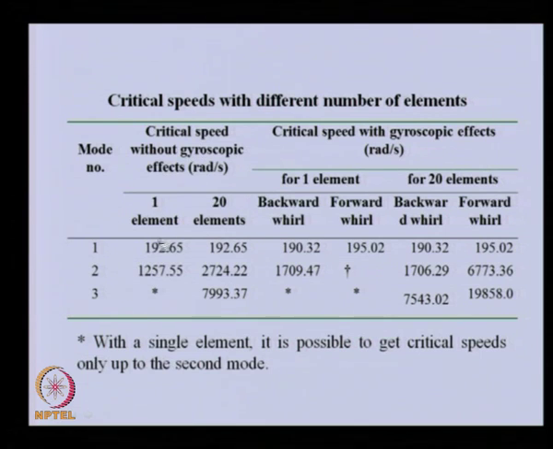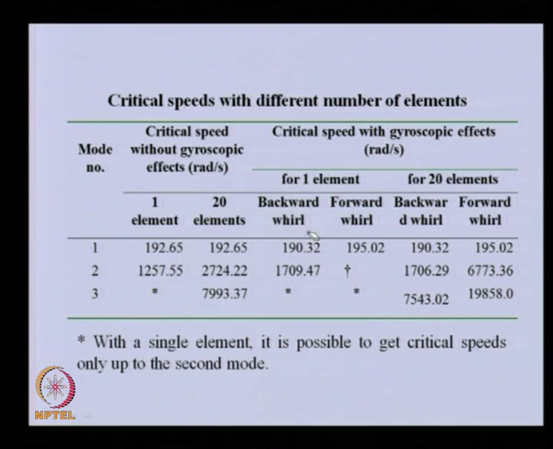For element 1 we got this, for element 20 we got quite close values, but for the second there is a difference, but we expect this will be more accurate. For one element we could not get even the third mode, but if we take a larger number of elements we can get the third mode critical speed also. This is with the gyroscopic effect for element 1 and element 20.